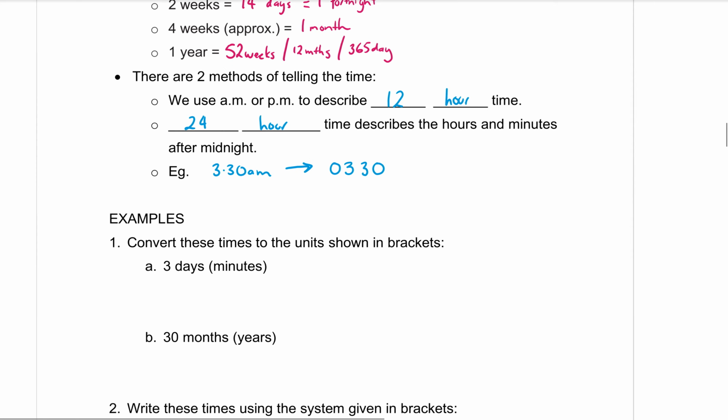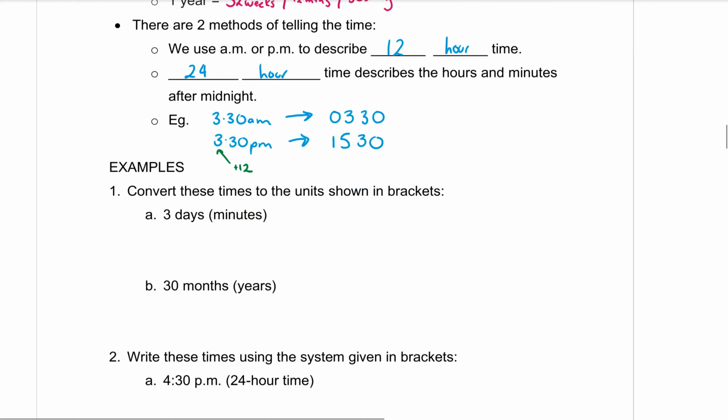If I want to do 3:30 but PM, what I need to do, if it's PM, is I need to add 12 to the hours, the number of hours. So 3 plus 12 makes 15, so it becomes 15, don't change the minutes, 15:30 in 24-hour time.